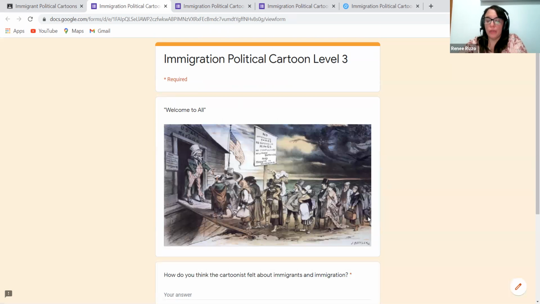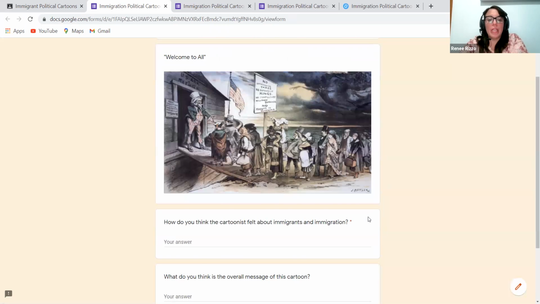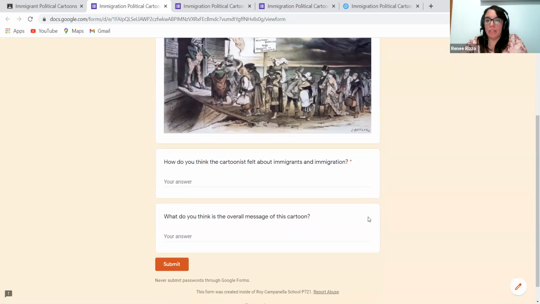Immigration political cartoon level 3. How do you think the cartoonist felt about immigrants and immigration? And what do you think is the overall message of the cartoon? So, as you can see, the questions are increasing in their difficulty across the 3 levels.